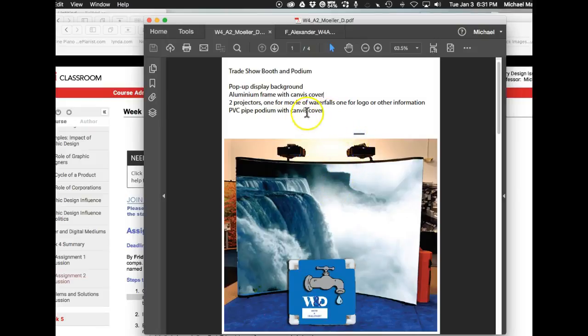And then PVC pipe podium with canvas cover. PVC pipe, so you put that right there, PVC pipe, and then point to that PVC pipe, and then canvas cover, point to that, okay?